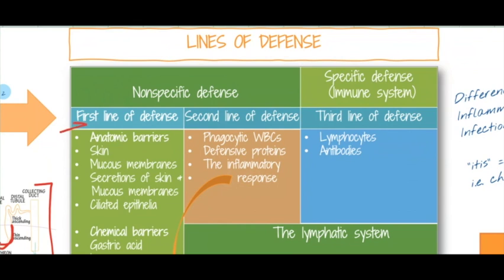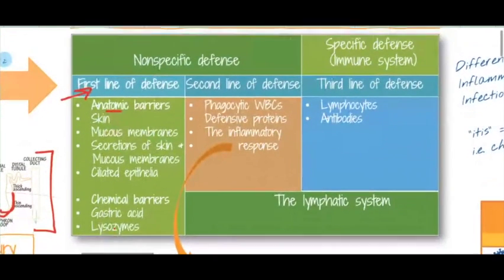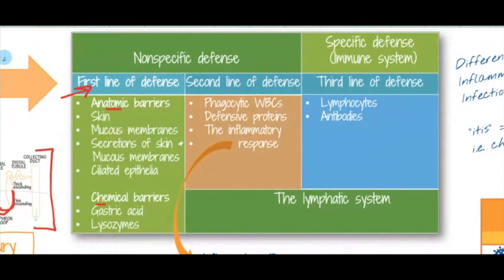So the body has 3 lines of defense. You have your first line of defense, which is basically your anatomical and chemical barriers. These are really common sense things like your skin, your mucous membranes, saliva, urine. Even your tears have enzymes or lysosomes in them that break down the cell walls of certain bacteria.